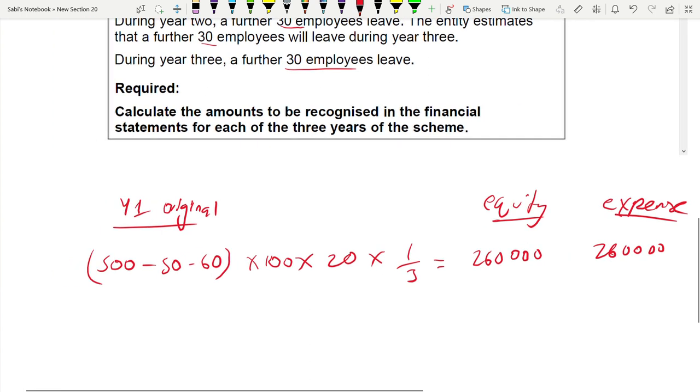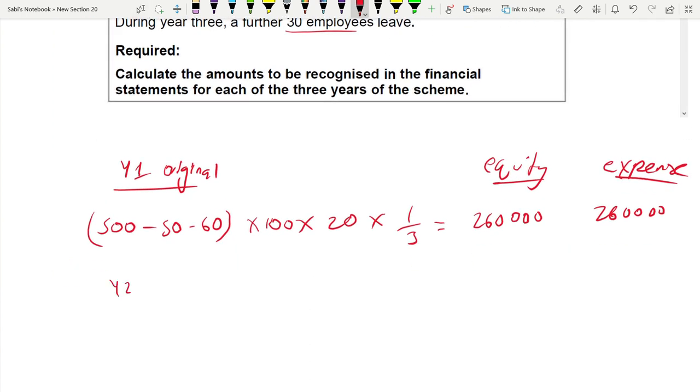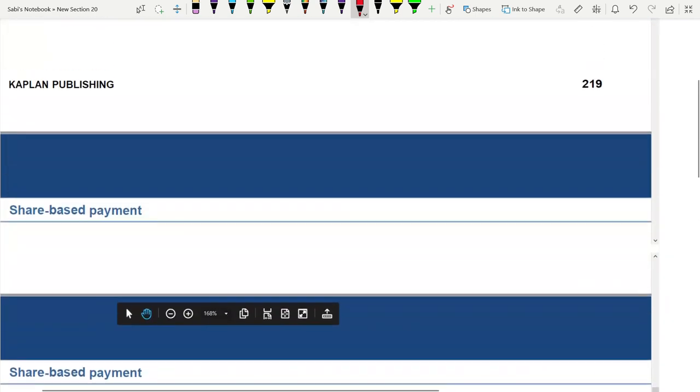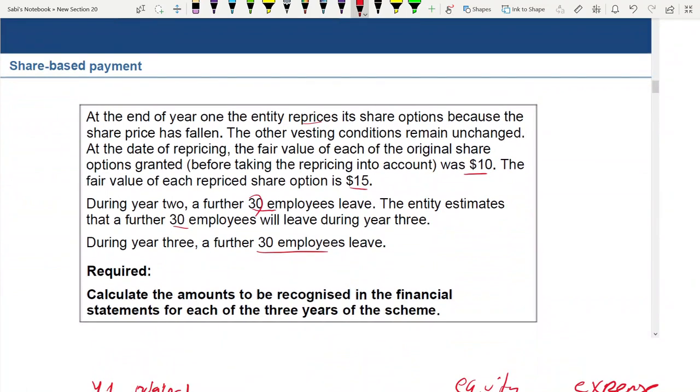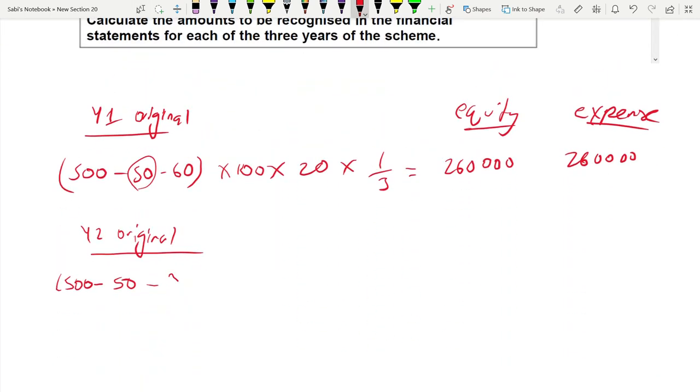Now moving on to year 2. When you are dealing with year 2, first deal with original, then the incremental. So original will be 500 minus 50. You have to take this 50 to next year. That is the actual. Next, 30 leave, and 30 are estimated to leave during year 3. You have to take it in year 2's calculation. So 30 and 30, 100 options, fair value will be 20 into 2 over 3, which will be 520,000. From 260 to 520, it's 260.